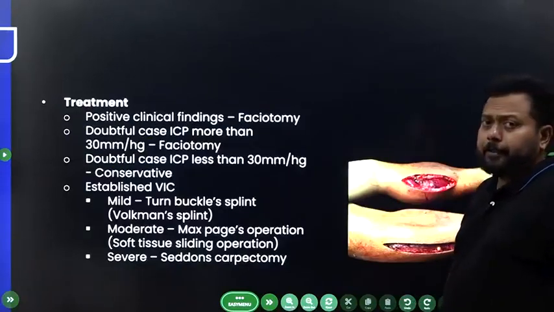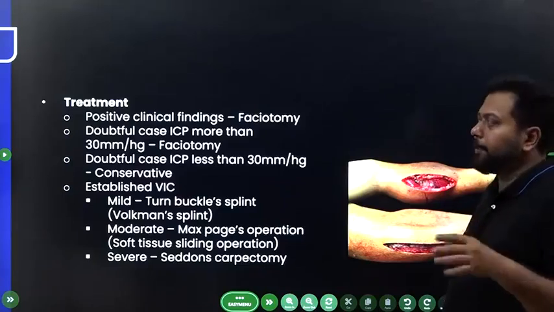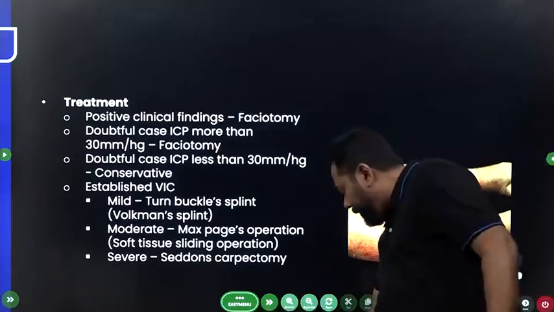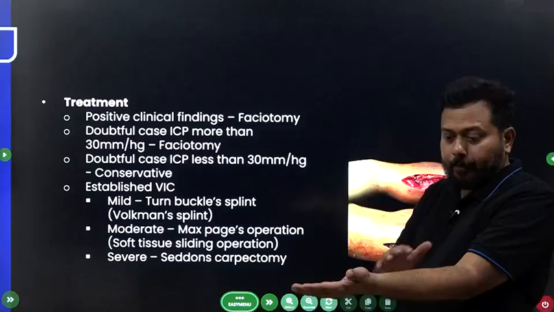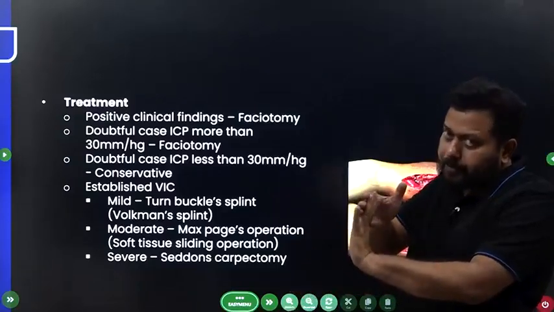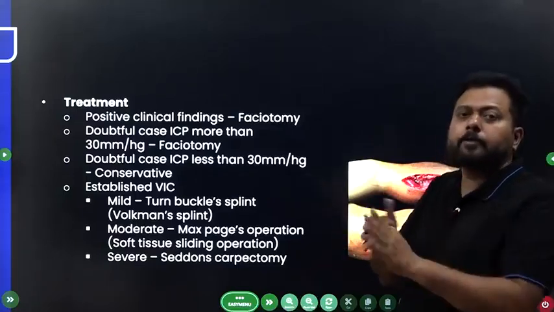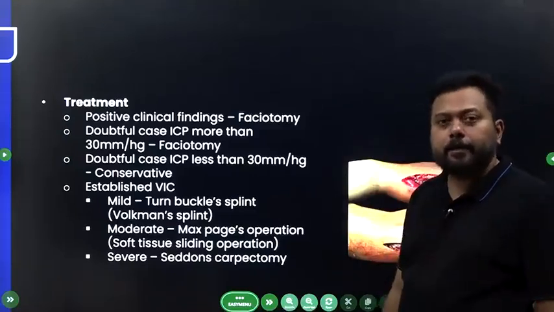Coming to treatment, if it is a Volkmann's ischemia, that is early compartment syndrome, what are the clinical signs that you can expect? The earliest sign of Volkmann's ischemia, because I said the most common site is the flexor aspect of the forearm: when you passively extend the fingers, severe pain along the flexor aspect of the forearm. This is called stretch pain. That is the earliest sign.